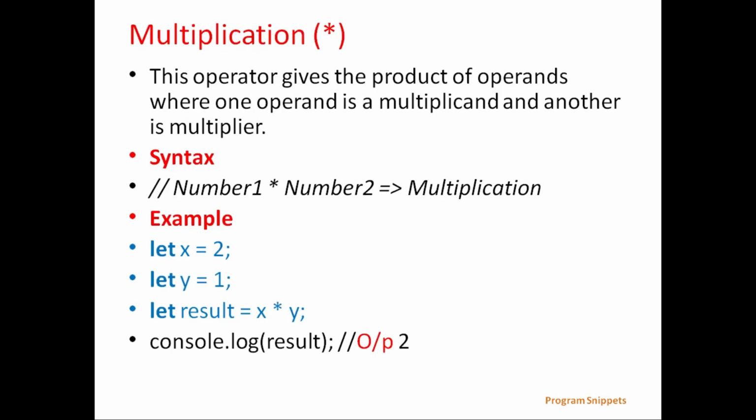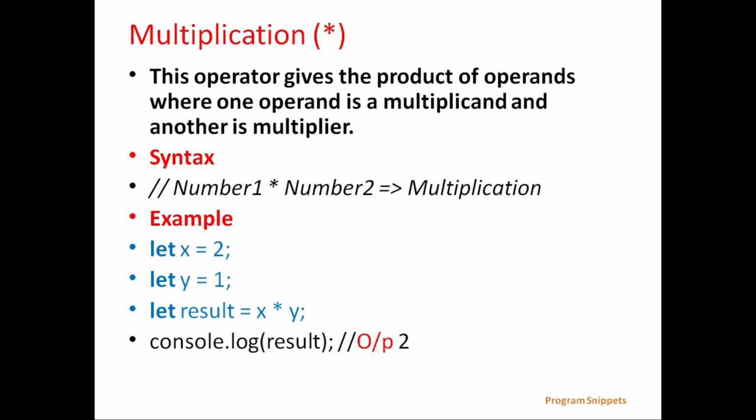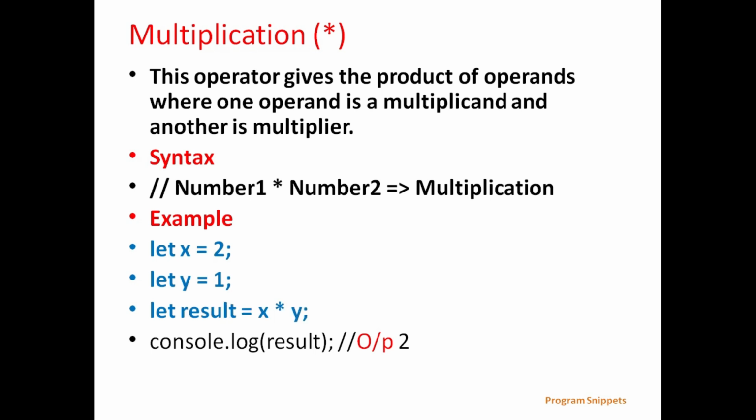Next is multiplication. This operator gives the product of operands where one operand is multiplicand and another is multiplier. General syntax is number 1 into number 2 equal to multiplication. For example, here we have assigned 2 to x and 1 to y, and when we print result with x into y, it will give the output 2.